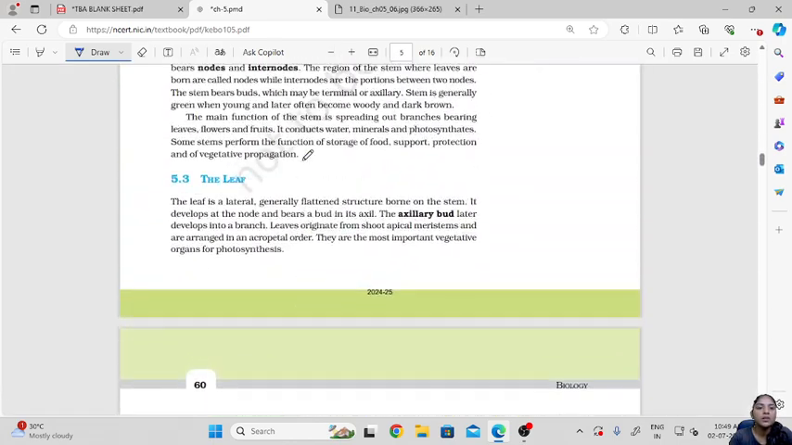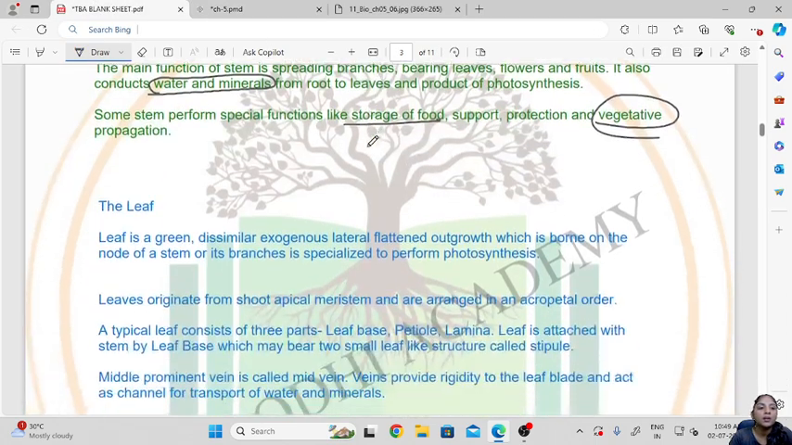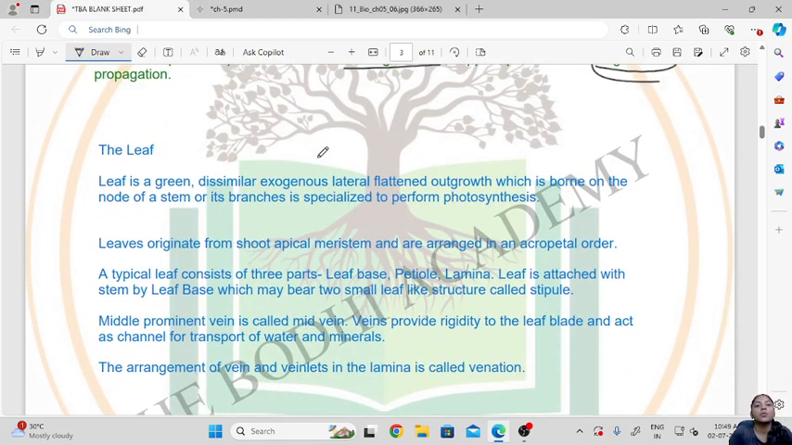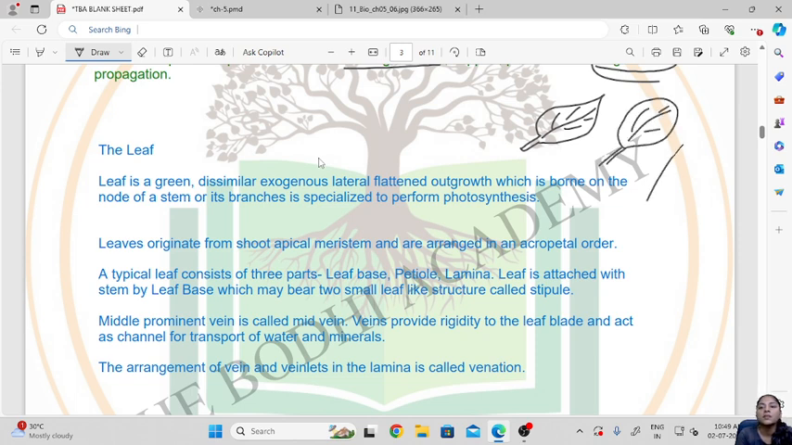So this is about the stem. Then the next part that we have is the leaf. We have all seen the different kinds of leaves which are there in various plants. There are various shapes of leaves.